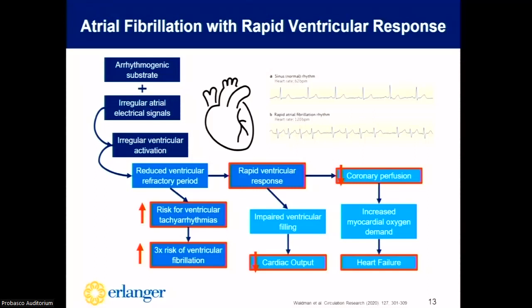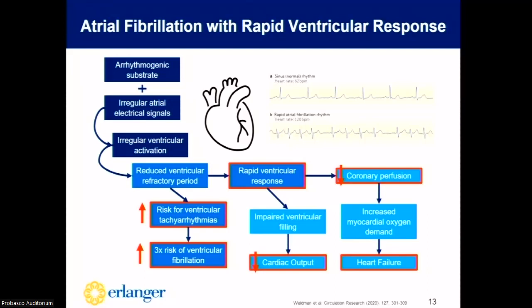So you'll have increased and erratic signaling to the ventricles, causing the heart to pump faster, if less effectively. So this faster paced irregular contraction has negative downstream ramifications, including increases in risk for further decompensating into ventricular tachyarrhythmias, which has a threefold increased risk of devolvement into ventricular fibrillation.